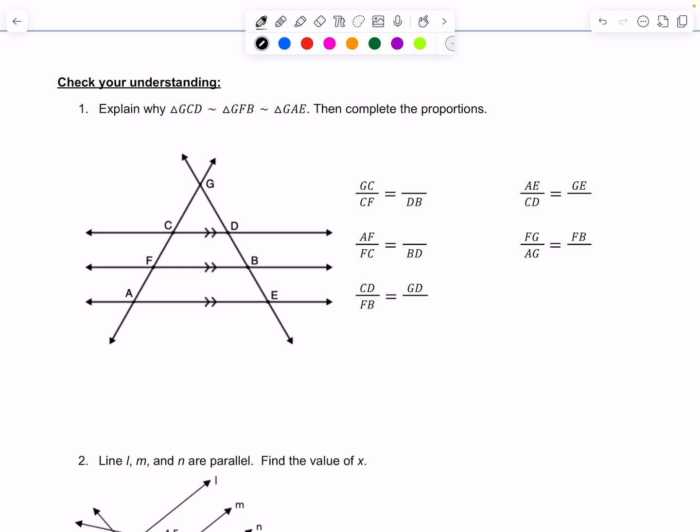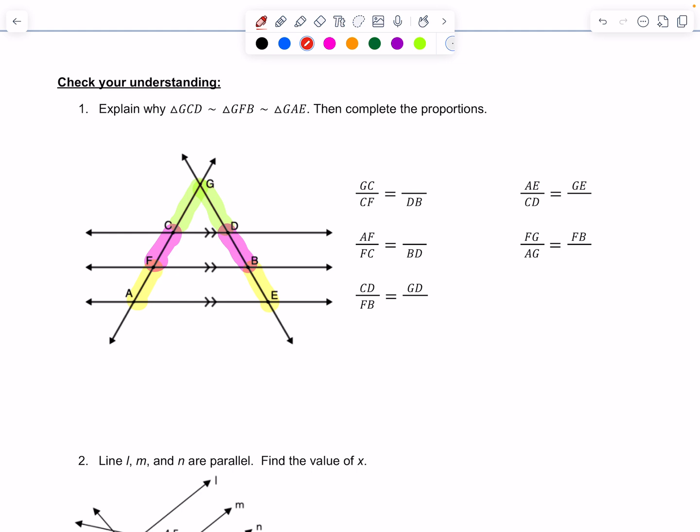Okay, so they're telling us to explain why GCD, GFB, and GAE are all similar. All right, so you can see those three triangles that are created here. And again, this is using that triangle proportionality theorem, right? You can see the parallel line notation. All right, so that's going to separate these triangles here. So we'll have this one and this one, these two here, and then finally the last two. All right, so those are all going to end up having those ratios that we're going to look at.